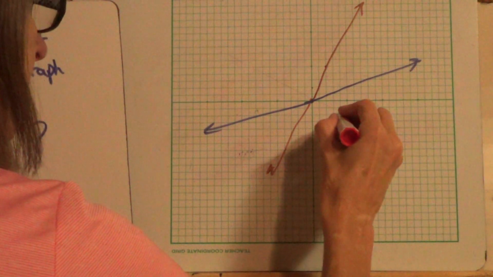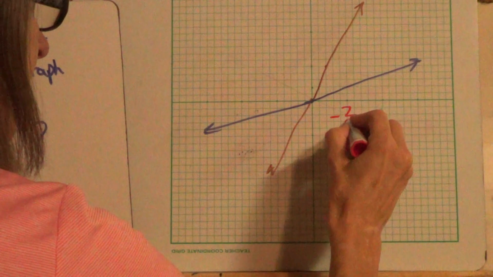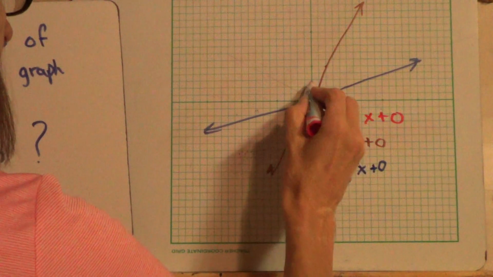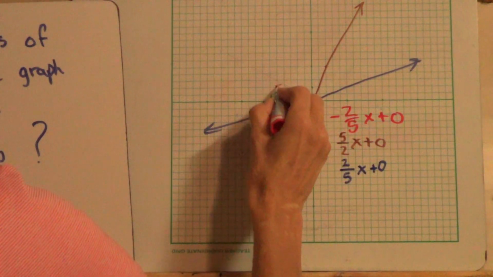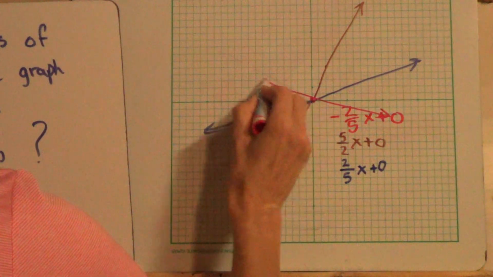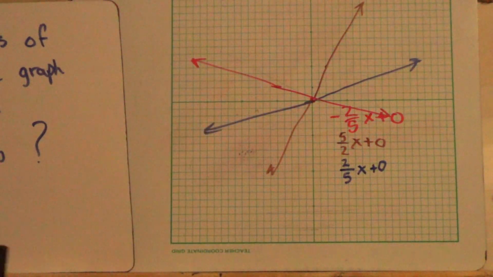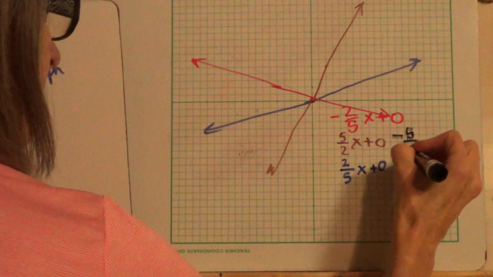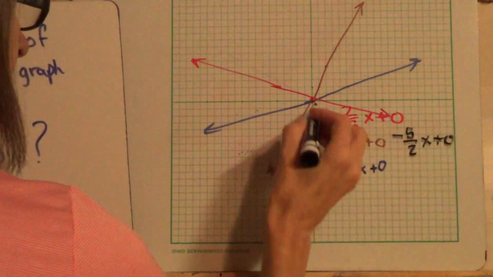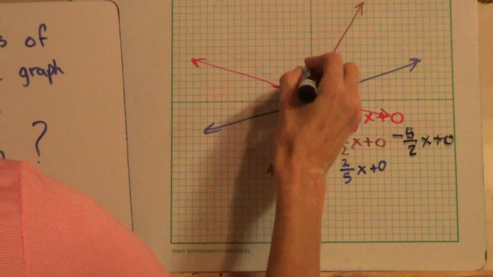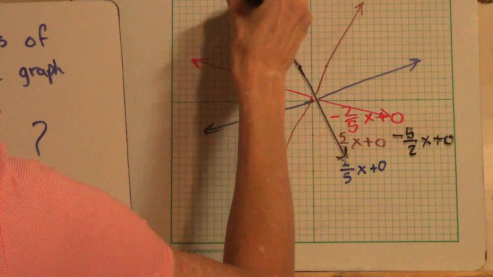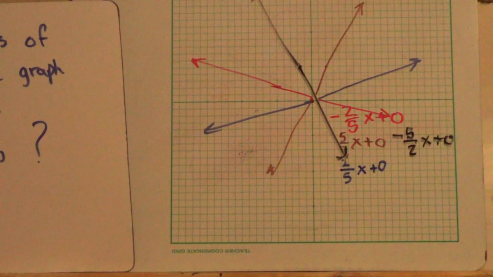Let's make it a negative. If it's a negative 2/5 x plus 0, again you always go through the 0, rise 2 and run 5 to the negative, and there's that slope. If you wanted to make it a real steep negative slope, you could do negative 5/2 x plus 0. That one would go through at 0, and it would rise 5 and run 2. And you see how it goes up to the left. So that gives you an idea on those.